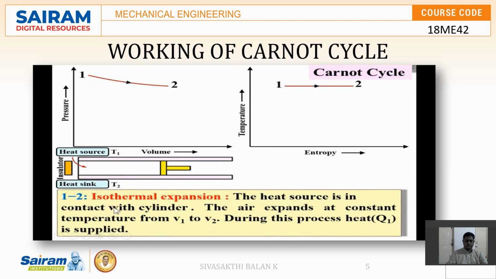The heat source is in contact with the cylinder, that you can see from here. The air expands at constant temperature, that you can see over here, so that the volume is increased from V1 to V2. So here you can say that volume is V1 and here it is V2. During this process heat is supplied from the heat source. Let's say it is Q1. So this is at constant temperature T1 and the heat supplied is Q1.